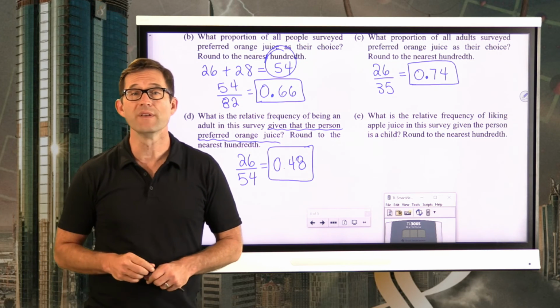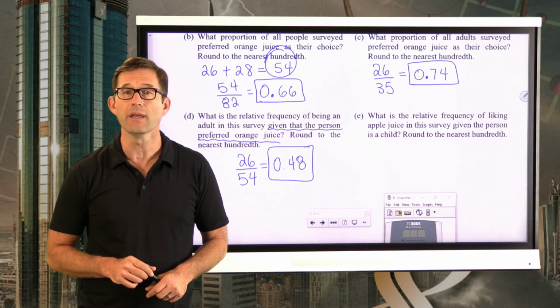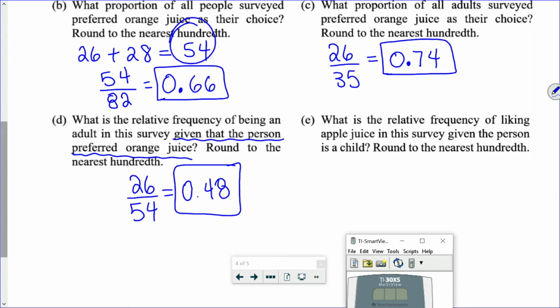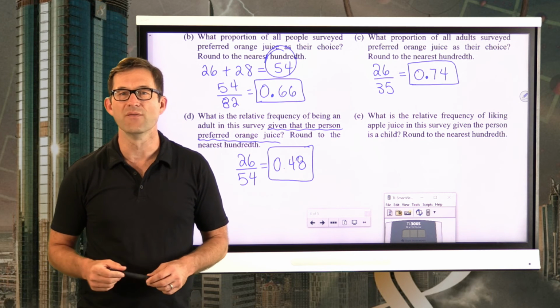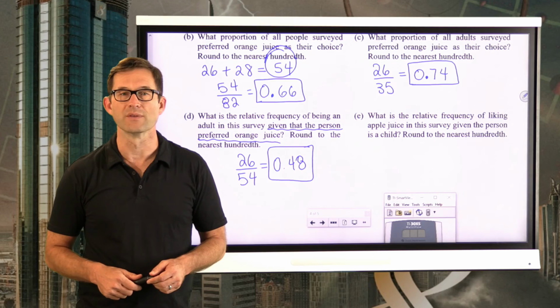Let's do one more of these conditional relative frequencies, letter E. What is the relative frequency of liking apple juice in this survey given the person is a child? Round to the nearest hundredth. All right, pause the video now and see if you can figure out this relative frequency.